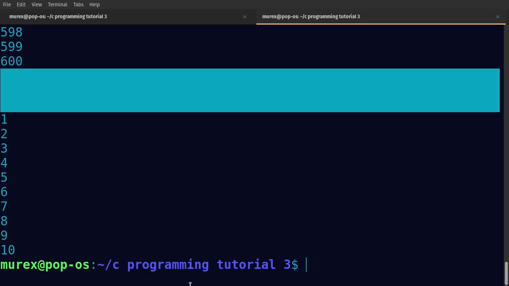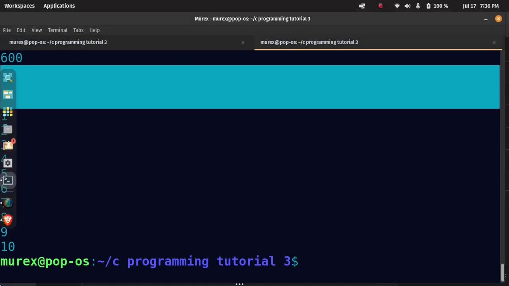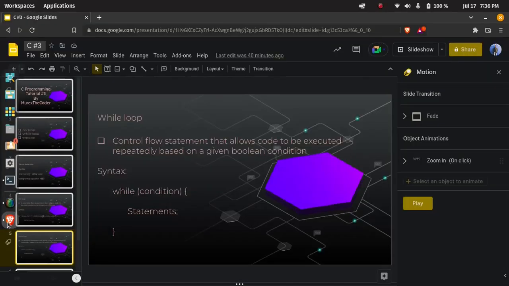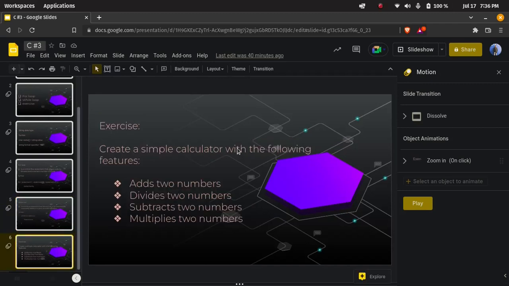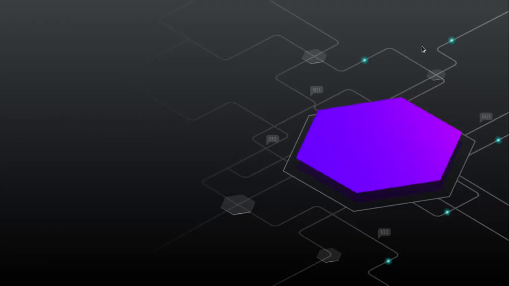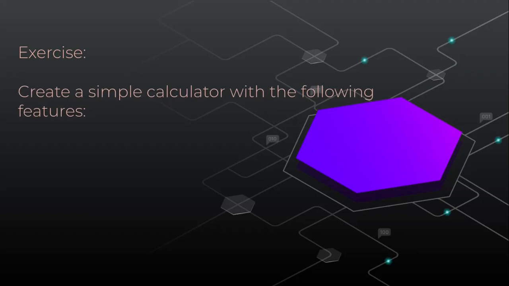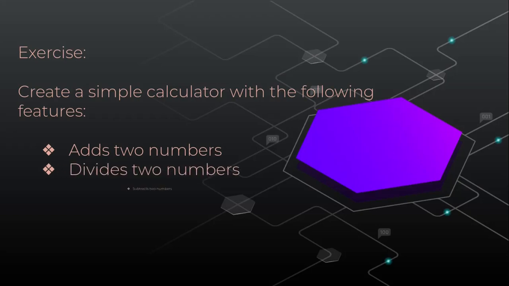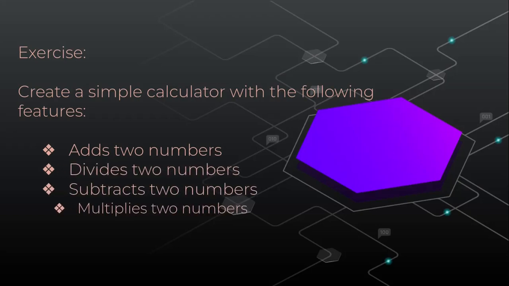So what I'm going to do now is explain the exercise that I want you guys to do. I think it's much better if you guys do the exercise and not me, because it gives you an opportunity to see if you're truly learning and if you're truly understanding the concepts, right? So let's just quickly discuss this exercise, then we quickly end this tutorial. So here's an exercise, right? You're going to create a simple calculator with the following features. You want to add two numbers, divide two numbers, subtract two numbers and multiply two numbers.